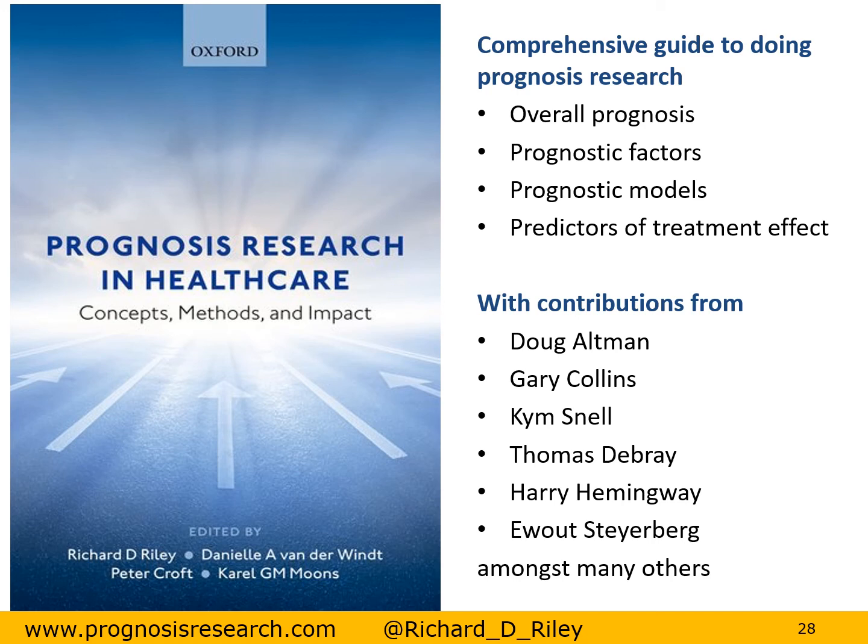We give a clear introduction to statistical methods and terminology. We even move beyond primary studies into systematic reviews, big data, and IPD meta-analyses, and have some clear illustrated examples in various chapters of impact of prognosis research in some disease fields. There's even a chapter on machine learning and the potential of machine learning to help with developing prognostic models. The book includes contributions from a number of leaders in this field, including Doug Altman, Gary Collins, Kym Snell, Thomas Debray, Harry Hemingway, and Ewout Steyerberg, amongst many others.